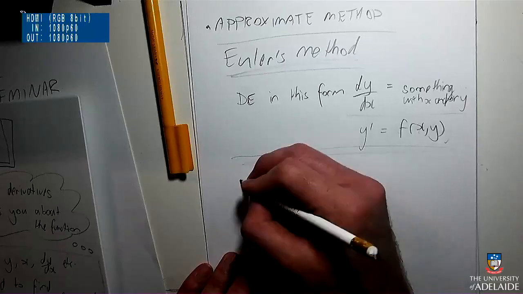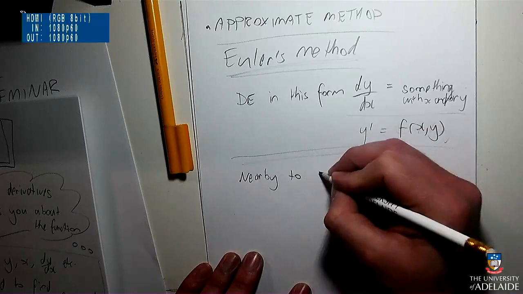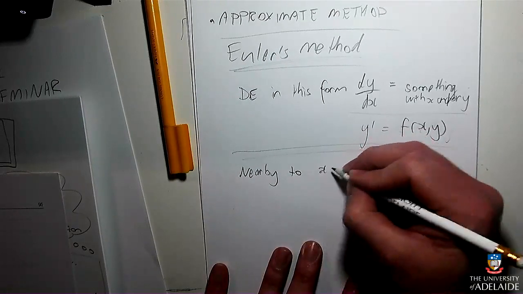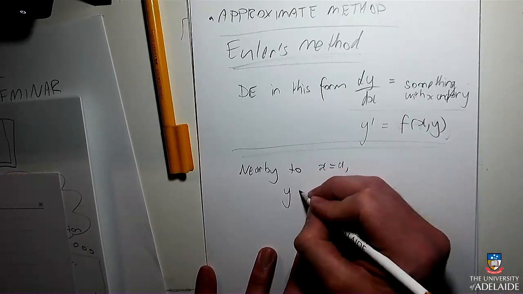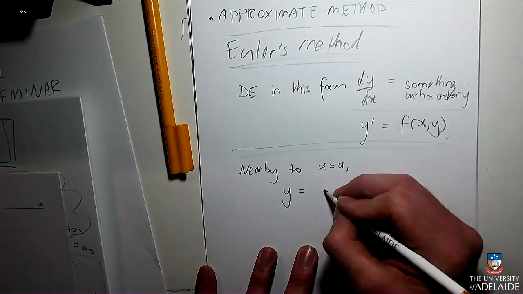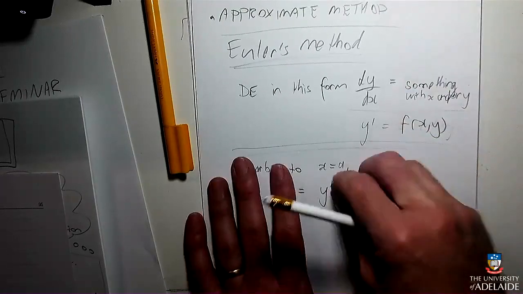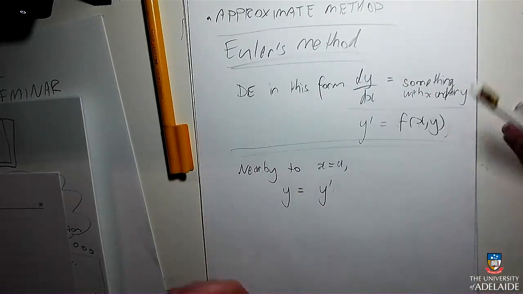Okay. So the way Euler's method works is you say nearby to x equals a, y is equal to y dashed at the point.